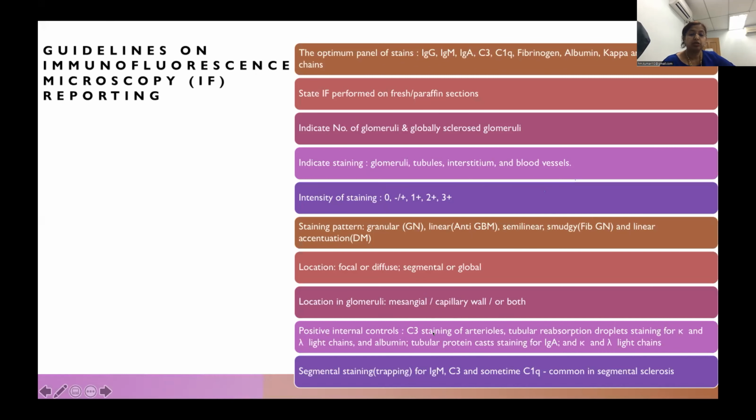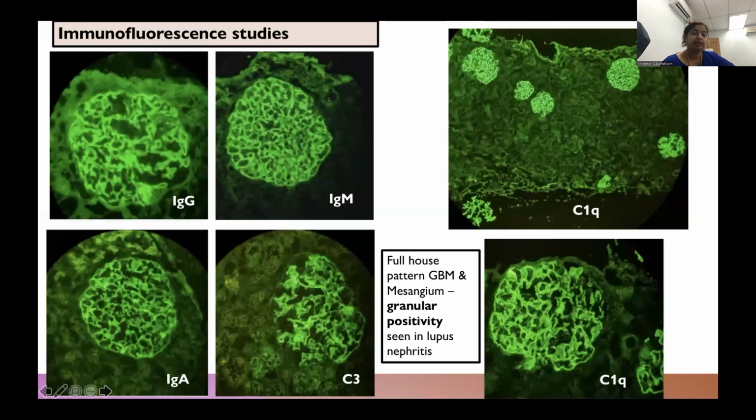So, just internal controls. Don't overcall your C3 positivity because it's commonly seen in the arterioles. Kappa and lambda light chains are also commonly seen in PAM phosphoproteins. Segmental lesions often have trapping for IgM, C3 and C1q. Don't overcall this positivity and give a wrong diagnosis at the end of the day. So you must remember that there are certain things that you can see which are actually non-specific.